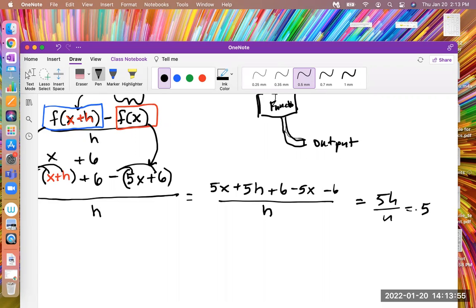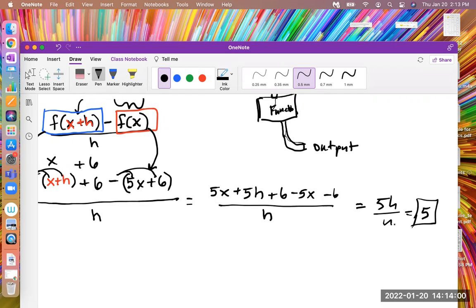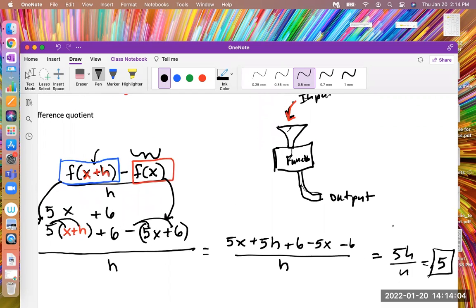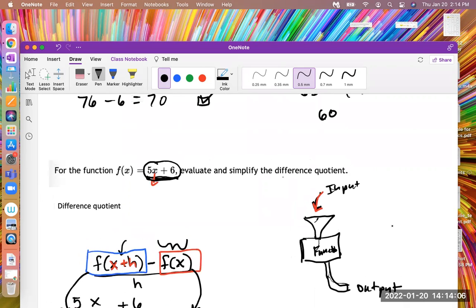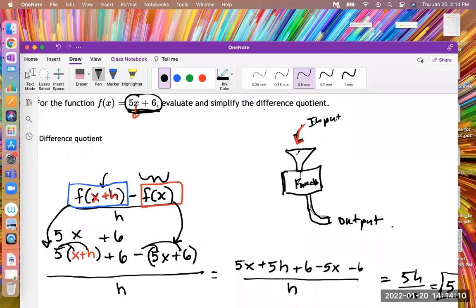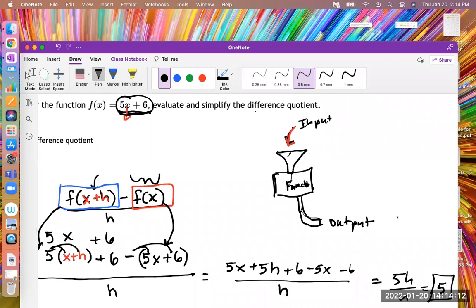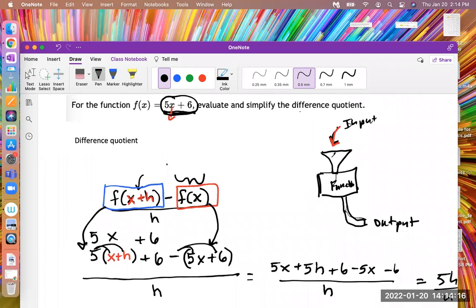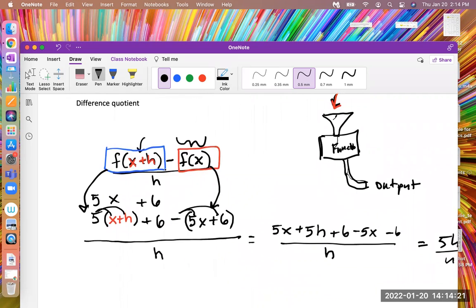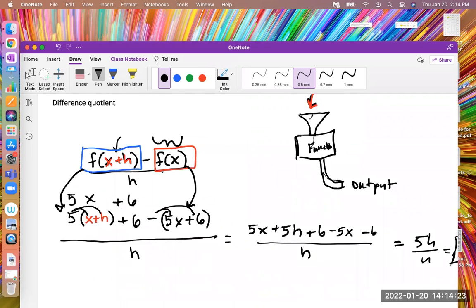And there we go. That is my final answer. I evaluated and simplified the difference quotient, and I got 5. There we go. Let me just double check and make sure that, yep, everything looks good.